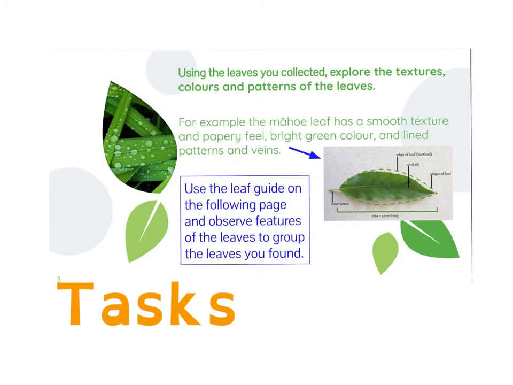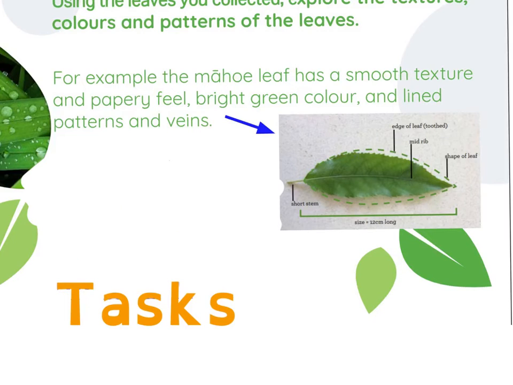You have two parts to your task today. Using the leaves that you've collected, explore the textures, colours and patterns of the leaves. For example, the mahoe leaf has a smooth texture, a papery feel, bright green colour, and lined patterns and veins.